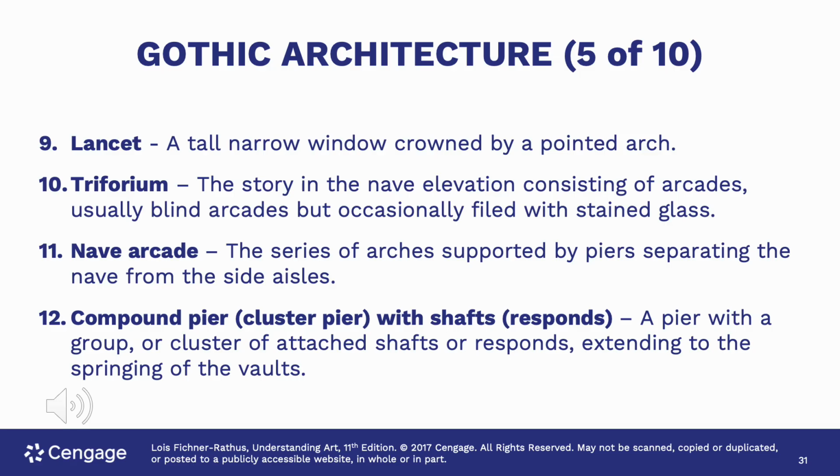Let's look at these last few vocabulary words. So the first one we have is lancet, which is a tall, narrow window with a pointed arch at the top. Then we have a triforium, which is the middle level of the church wall, made of small arches, sometimes decorated with stained glass. Then we have the nave arcade, which is a row of arches supported by piers that separates the main nave from the side aisles. And lastly, we have the compound pier or cluster pier, which is a large pier made of several attached shafts that help support the vaults above.